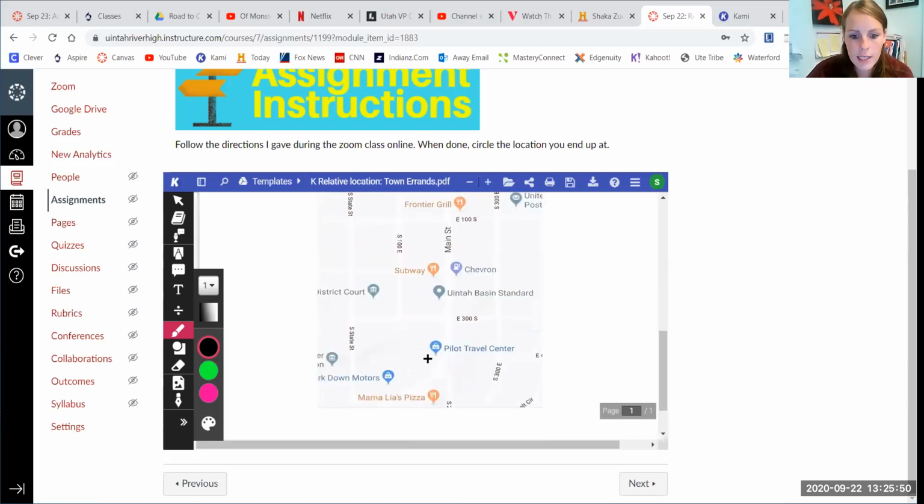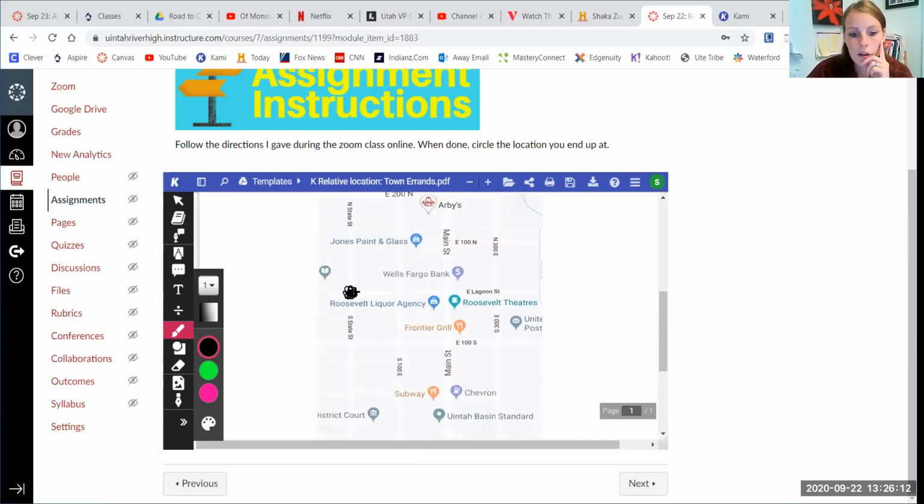For example, right here, if there was something here, it would still be 400 south, even though there's no road right here. And then down here is 500 south, even though there's no road right there. That's because it's in measurements, equal distances of 100. So here's 0 and 0. Right here is 0, Lagoon Street is 0.